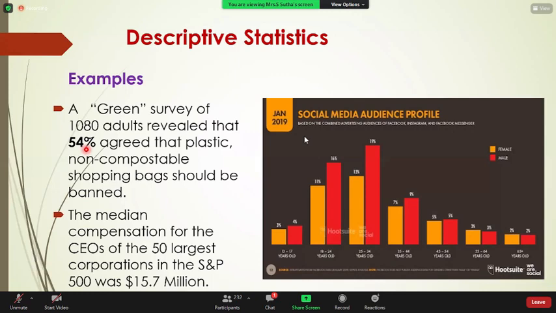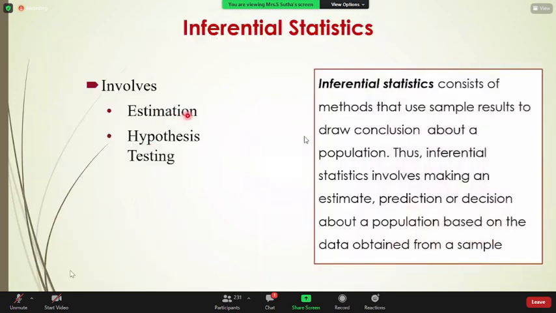But if we are looking at this percentage for a country, then we have to apply the estimation procedure. From that, by using this number, we can say what percentage of the adults in the country agreed to ban the shopping bags. Right? This comes under estimation in inferential statistics.